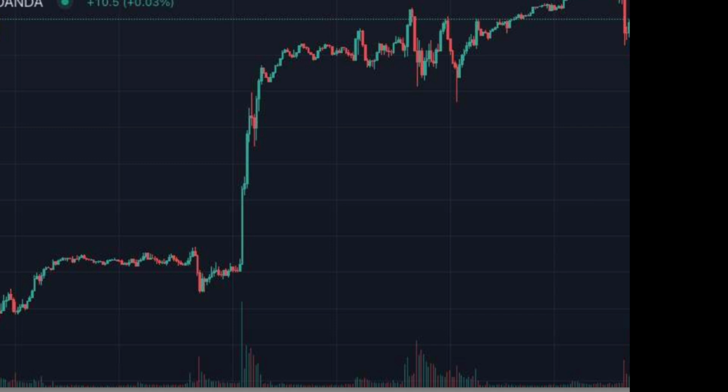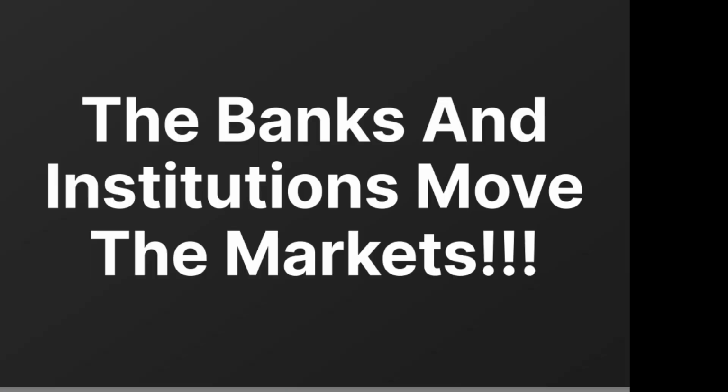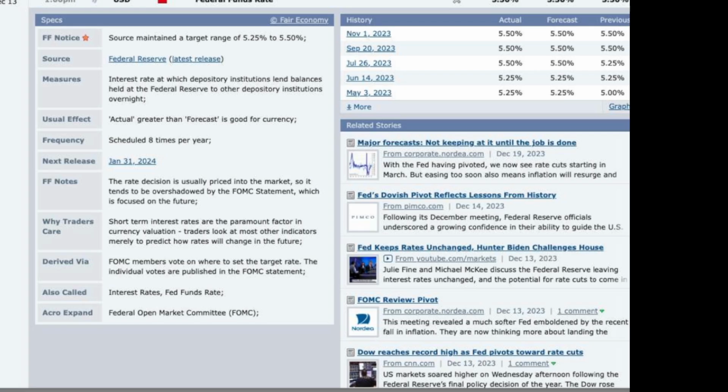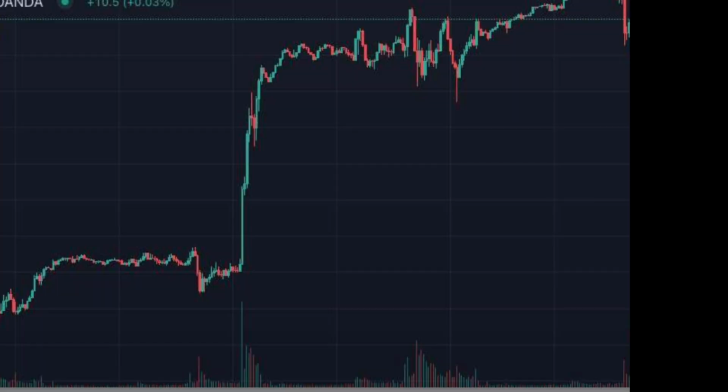This is what I want to show you, that the banks and institutions move the market. The banks and the institutions move the market. Now imagine if these interest rates were lower. What could happen? The market could have shot down. But that wasn't the case, right? I don't know if you guys got this. I know this was kind of a long video, but what I just gave you was a secret.